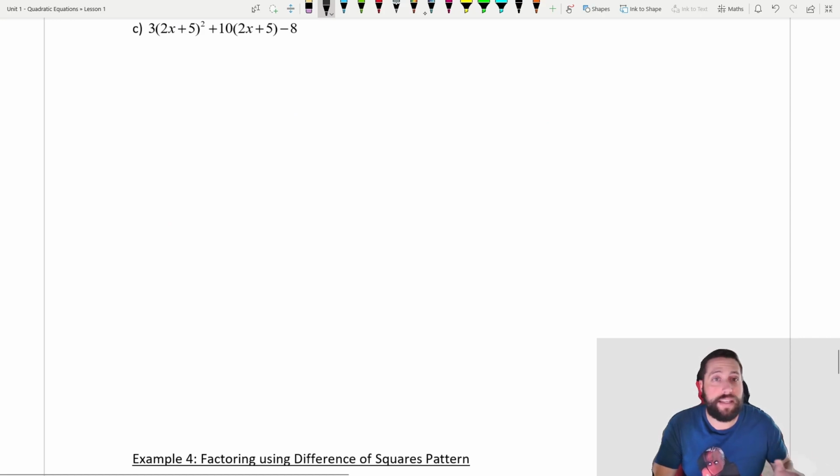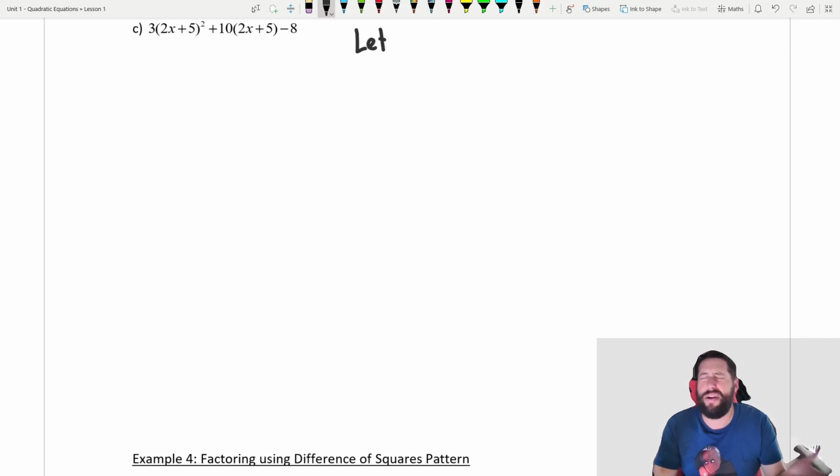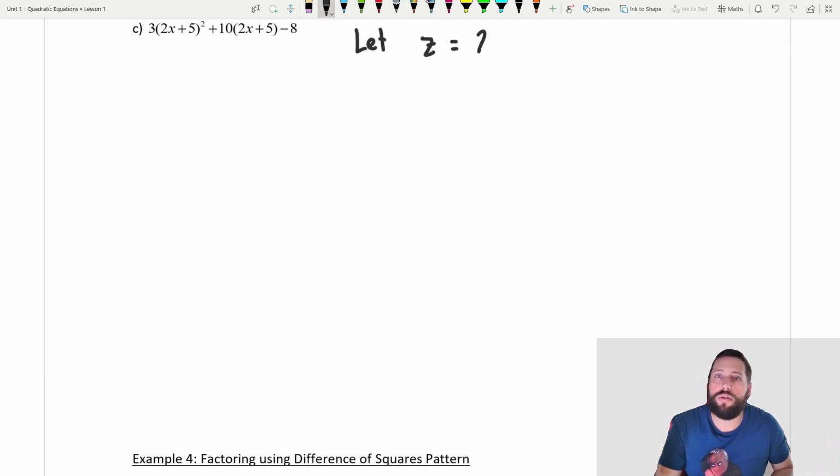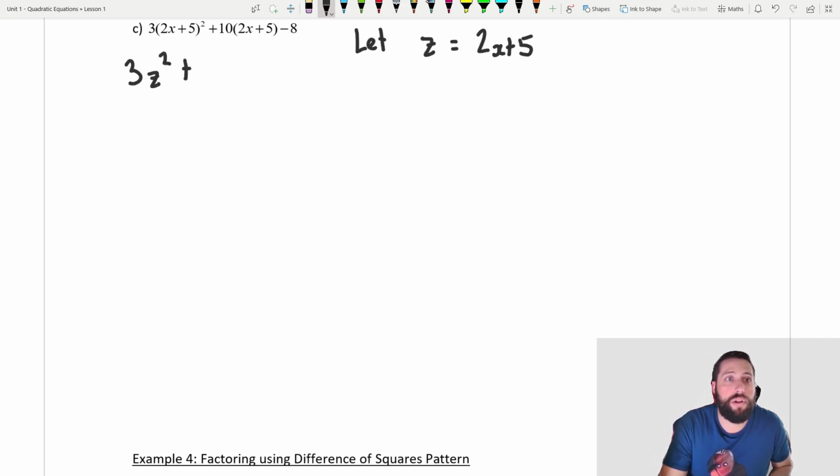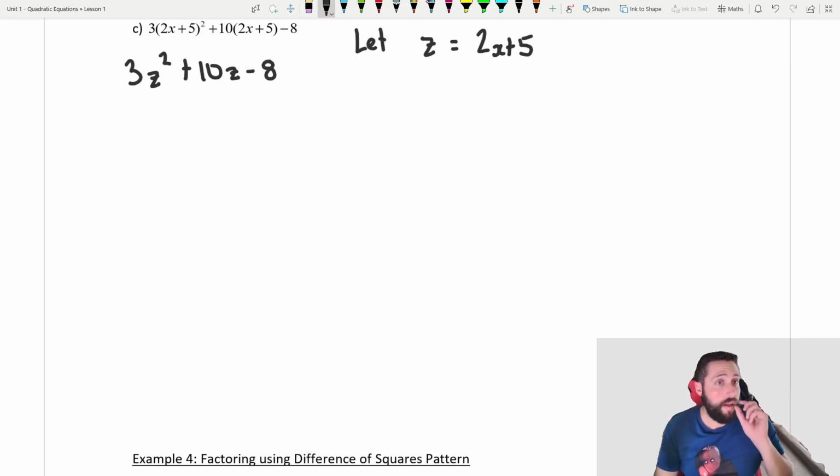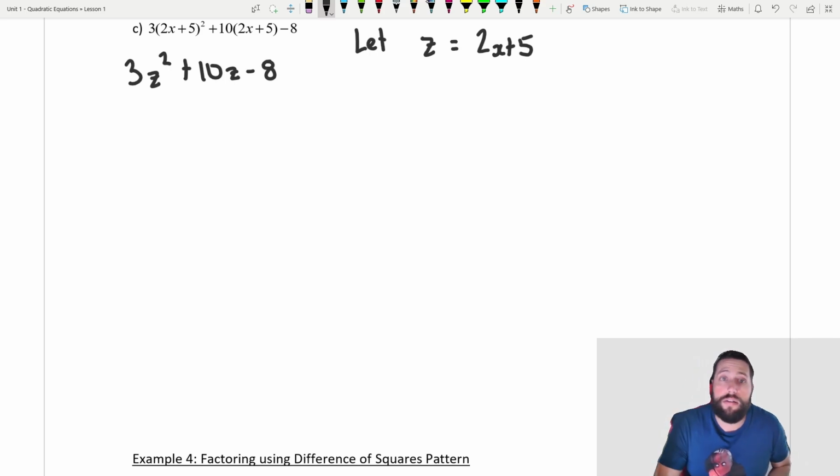So let's do the exact same thing we've done before with a let statement. Let's use another letter other than A. Okay, let's try Z. By the way, that's how my Z's look. So let Z equal 2x plus 5. Now that we have that, we're going to rewrite it so that it's 3z squared plus 10z minus 8.